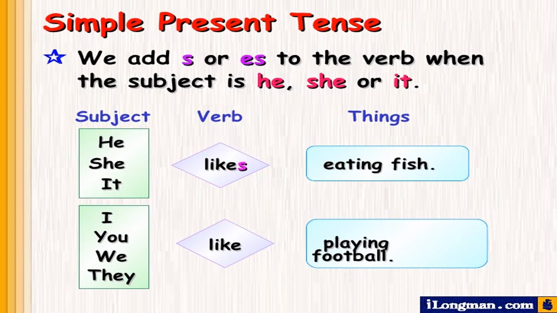Okay, but what if I have the subject I, you, we, and they? Shall I put s on the verb? No. So it's going to be I like playing football. You like playing football. We like playing football. They like playing football.